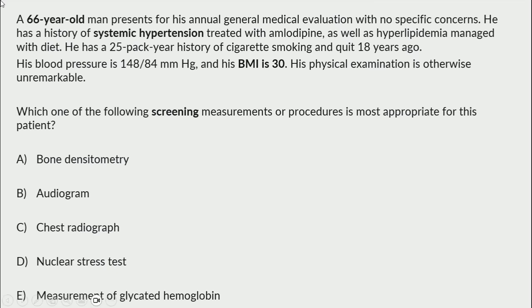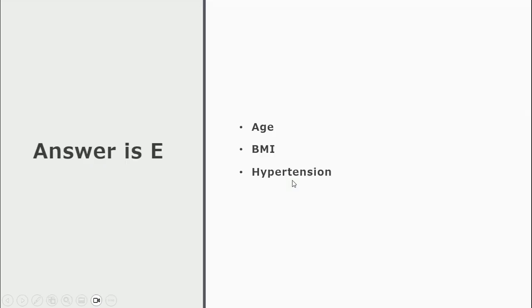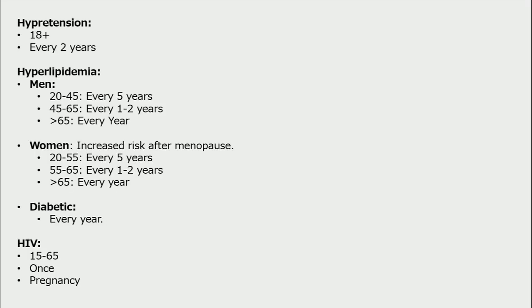So the patient's age is 66, and the patient has hypertension, and BMI is 30. So screening should be option E, the measurement of HbA1c. Chest radiograph, we usually do not do this because the patient has 25 pack-years, but he quit smoking 18 years ago, so it's more than 15 years. We exclude this option that way. So the correct option is E, because of age, BMI, and the patient's history of hypertension.